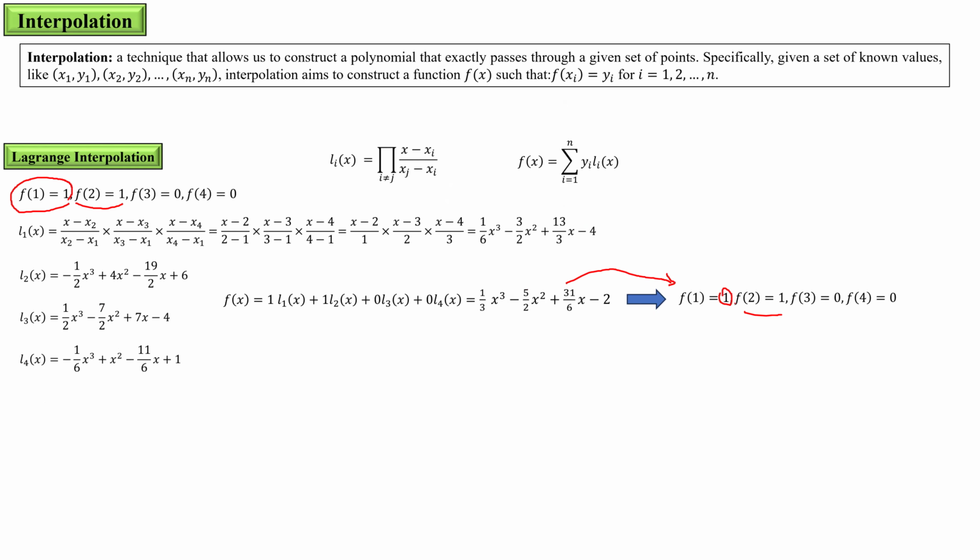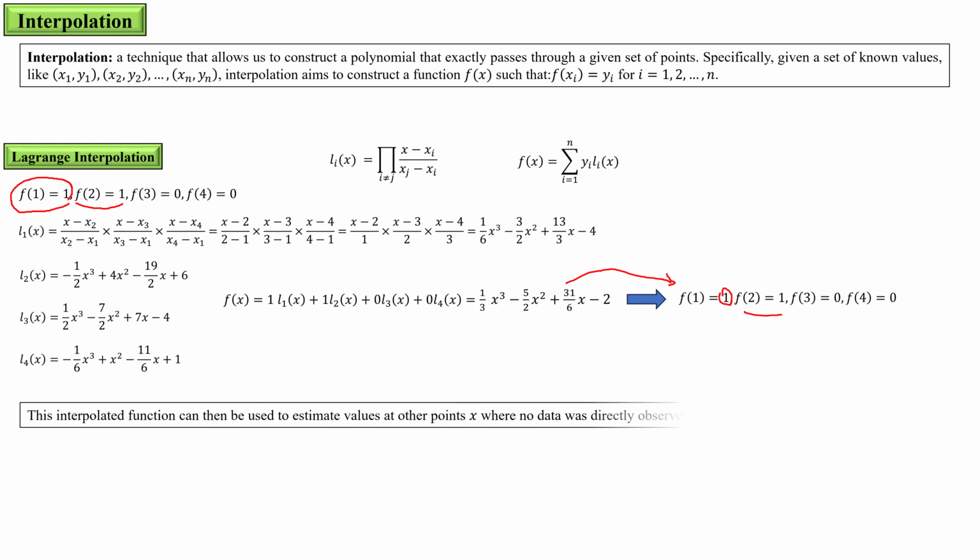Okay, so when you have the polynomial, you can compute the evaluation for other values of x that are not given in the assumption, right? For instance, if you want to compute f of 5, you can replace x by 5, and you see that f of 5 equals 3 in this polynomial.